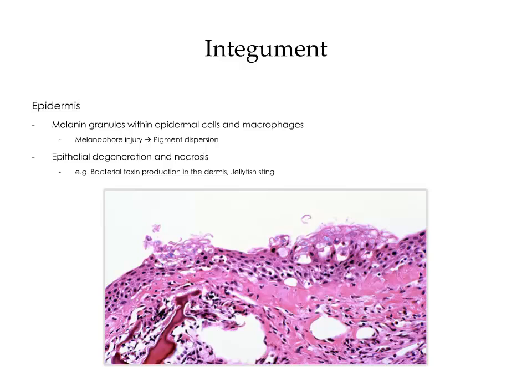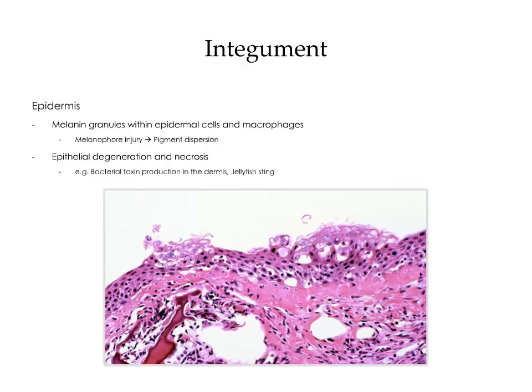With sufficient injury of the epidermis, the melanophores may rupture, resulting in pigment dispersion. The free pigment may accumulate within epidermal cells and macrophages. Epithelial degeneration and necrosis can occur in response to a variety of insults. Examples include bacterial toxin production within the dermis and jellyfish stings.